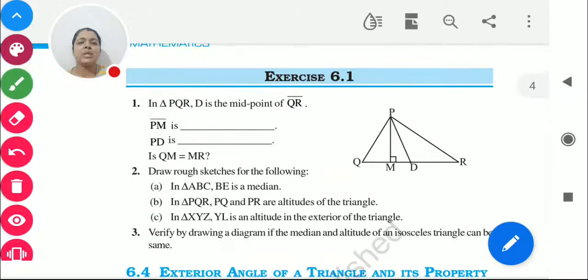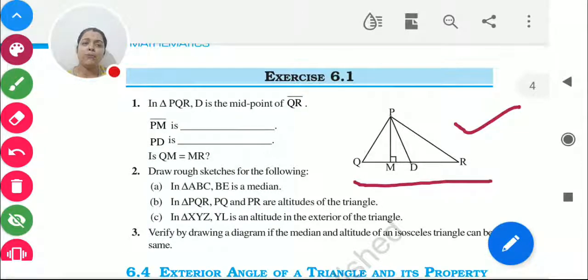So we are coming to exercise 6.1. What happens in exercise 6.1? You just see in this triangle PQR. This is the main triangle PQR. What is the midpoint of QR? This is QR. The midpoint of QR, what do you find?